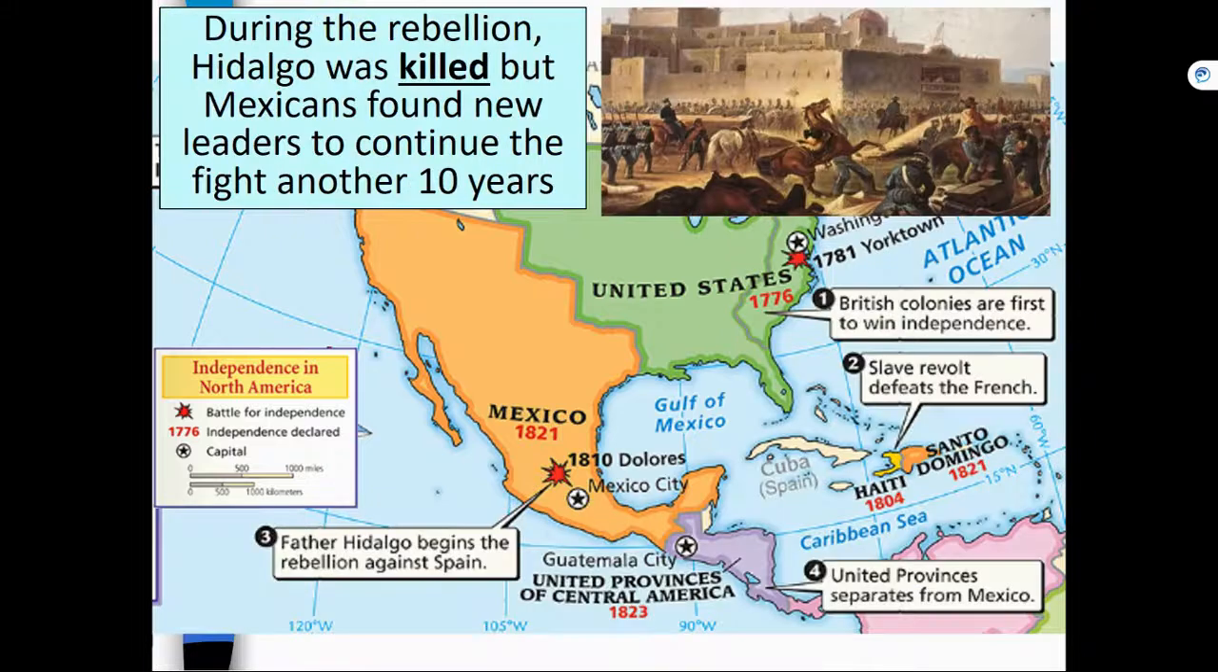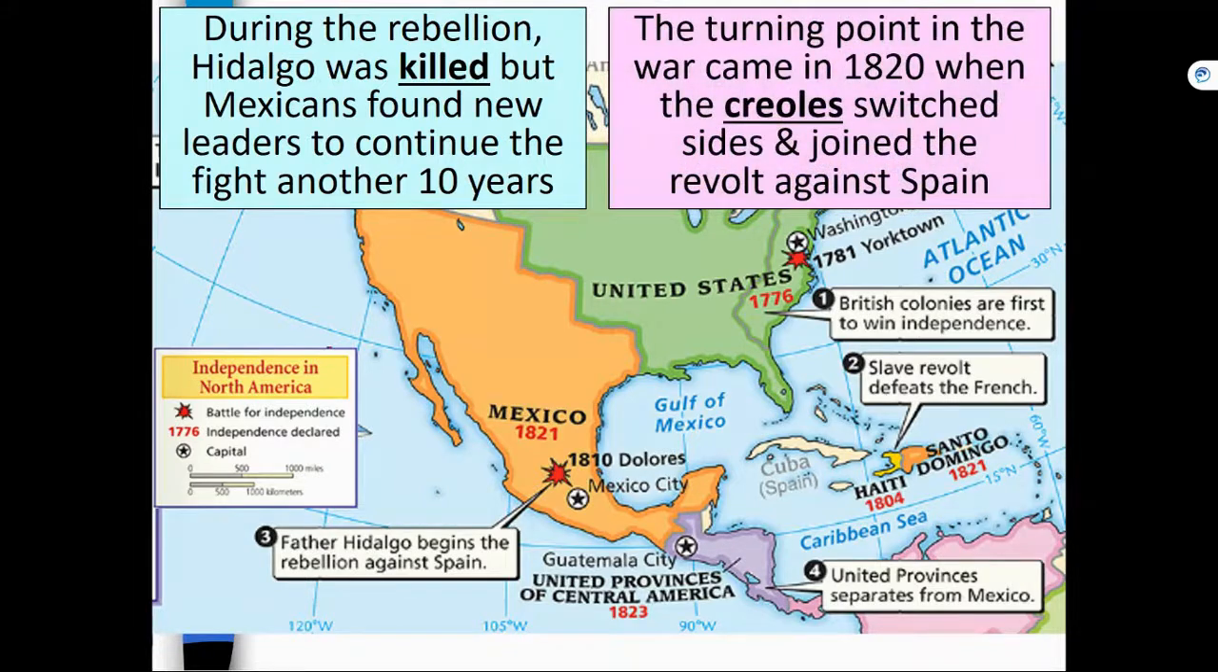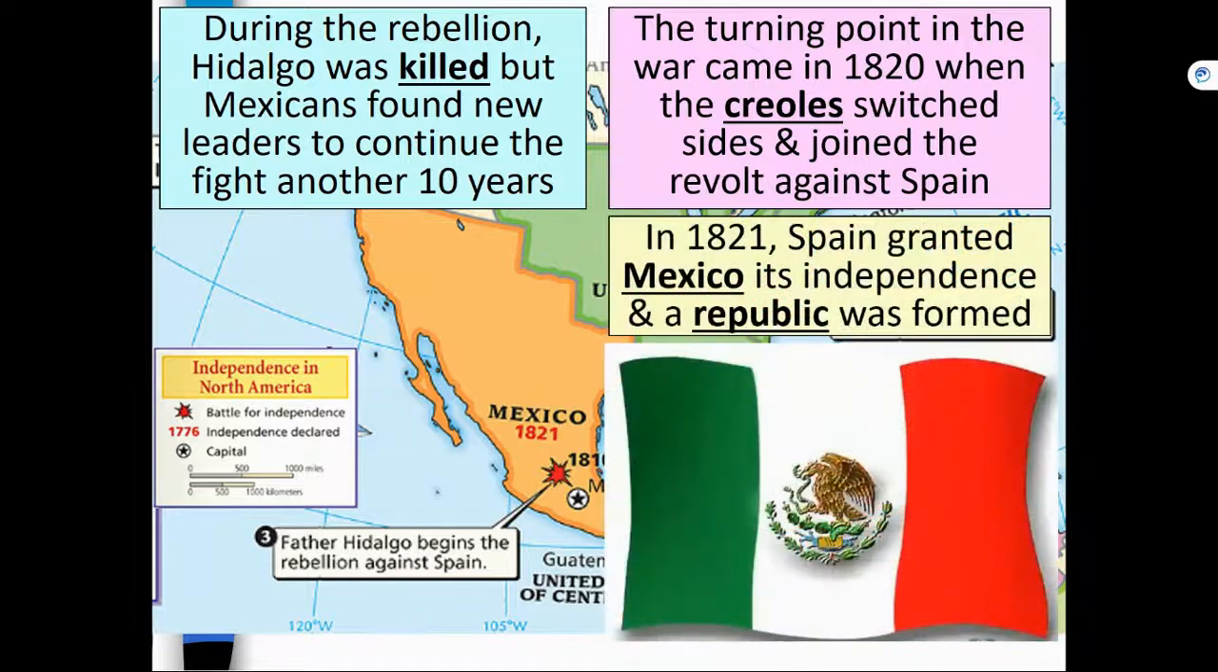During the rebellion, Hidalgo was killed, but Mexicans found new leaders to continue the fight another 10 years. The turning point in the war came in 1820 when the Creoles switched sides and joined the revolt against Spain. In 1821, Spain granted Mexico its independence and a republic was formed.